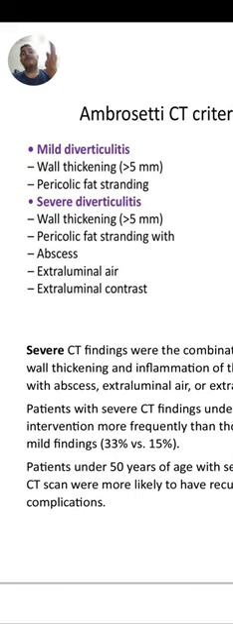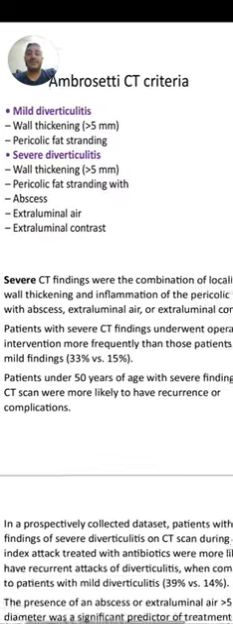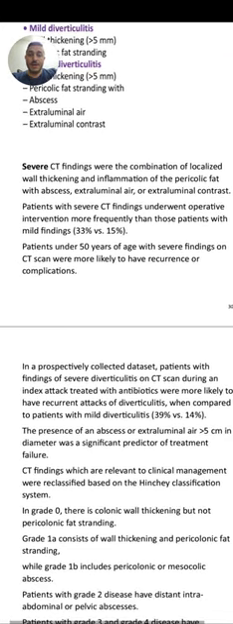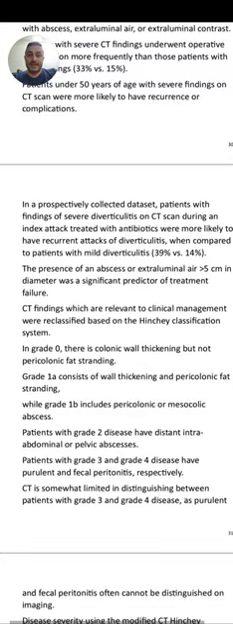Why is this important? Again, it will reflect on the patient's clinical status. It also guides us on what to look for in the CT scan: the wall thickening, the fat stranding, the abscess, the extraluminal air, and the extraluminal contrast. As I said, there is a correlation.